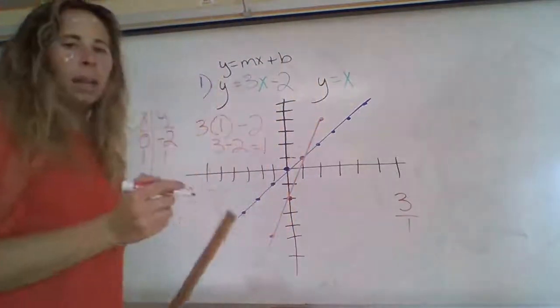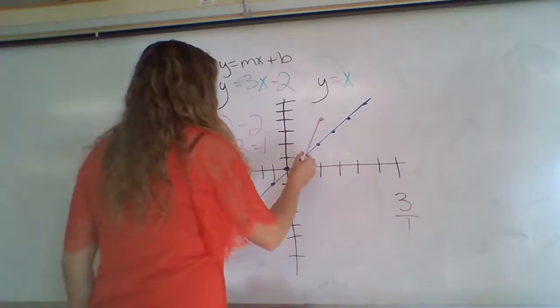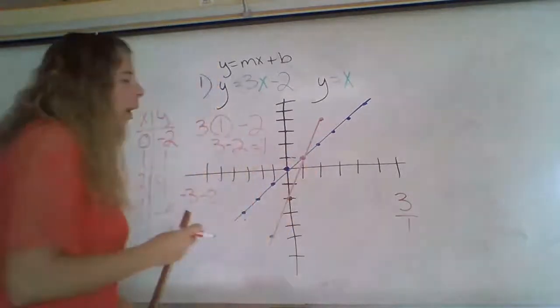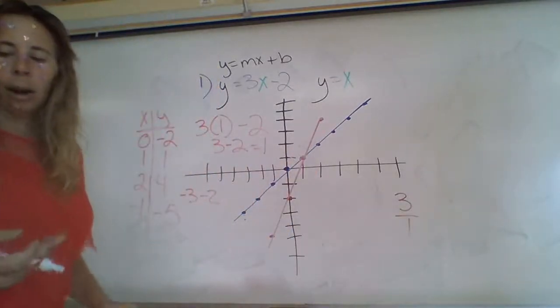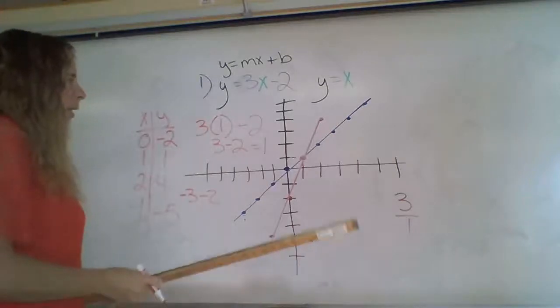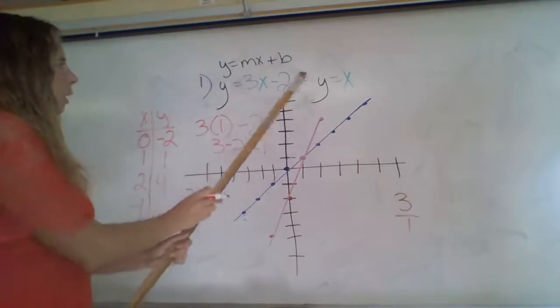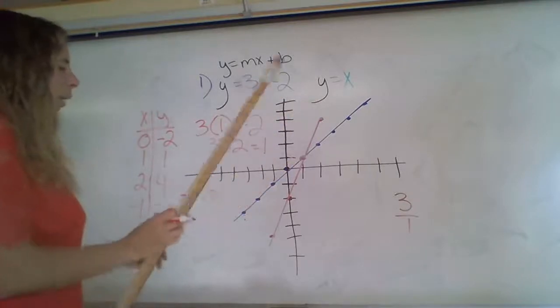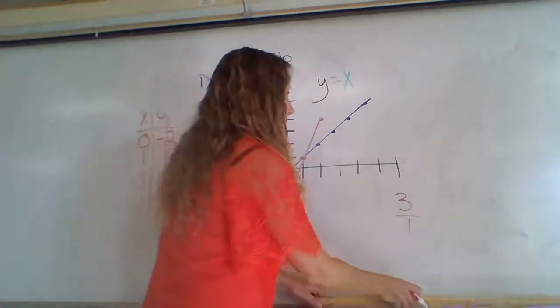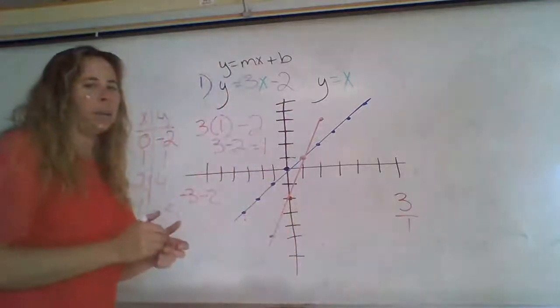Okay. They intersect here. They both have the point (1, 1), which means our answer was correct. (1, 1) is the solution to this system of equations. That is where the two equations are equal to each other.